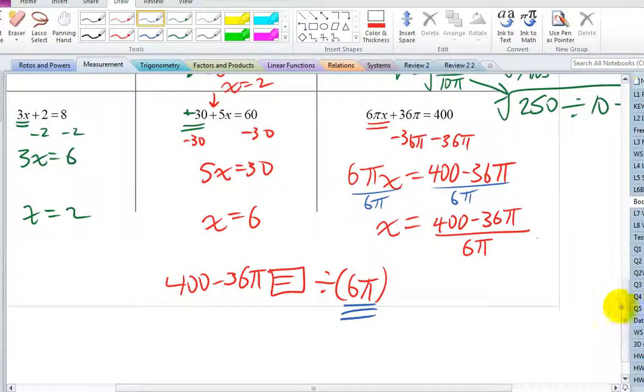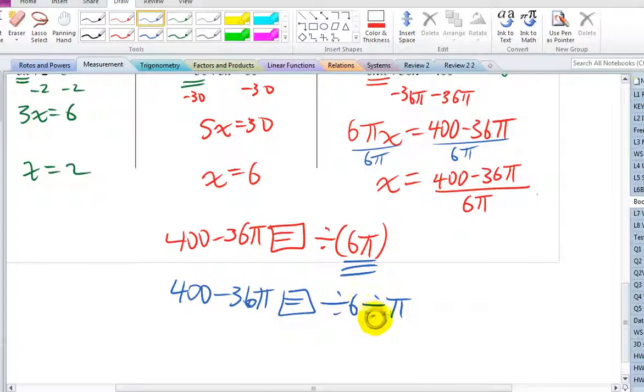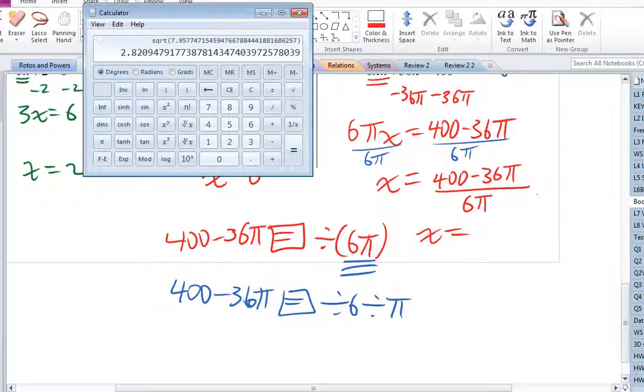Or on your calculator, 400 minus 36 pi equals, then divide by 6, divide by pi. If you're not going to use brackets, make sure you're dividing by both 6 and pi. Your choice, try it on your calculator. It can't be a negative number. There are no measurements that are negatives. I've never seen a ruler where it's minus 36 or something like that.